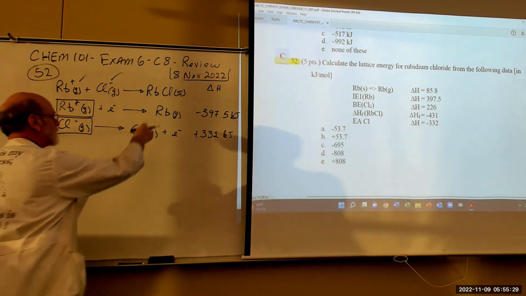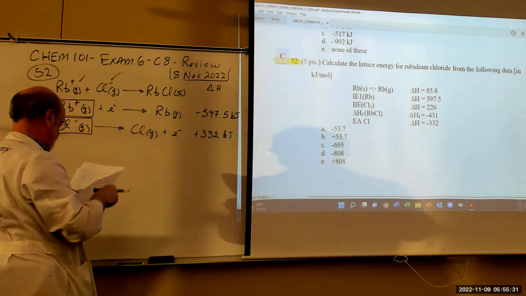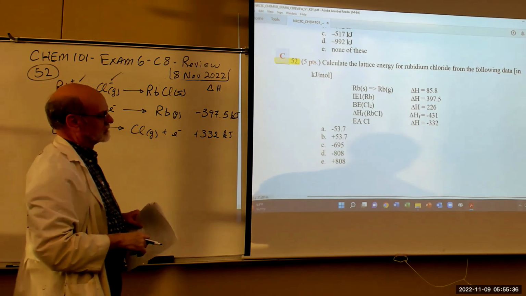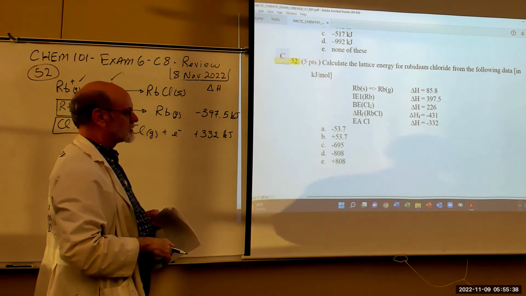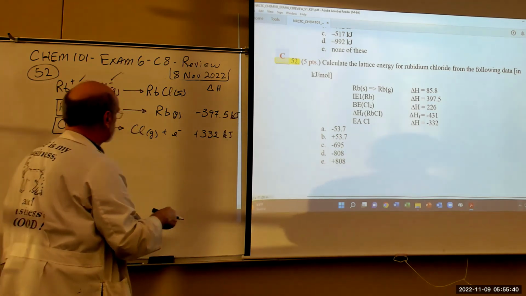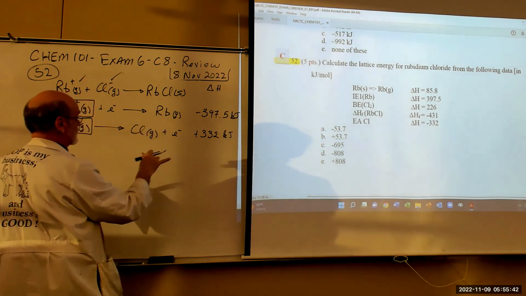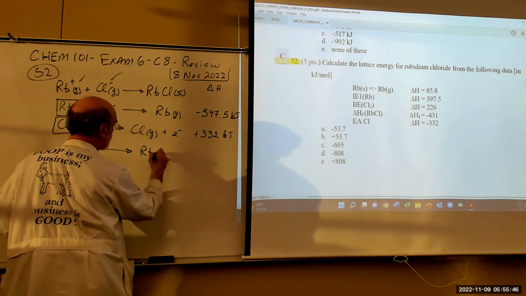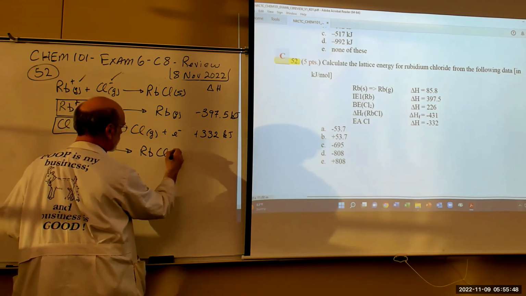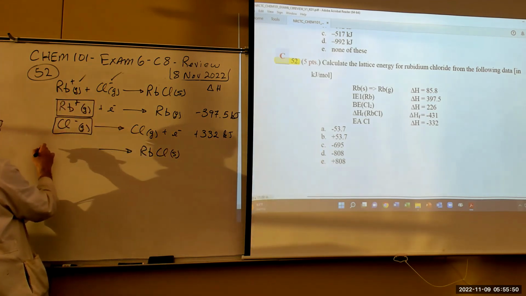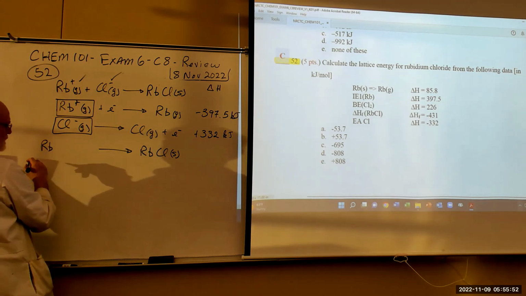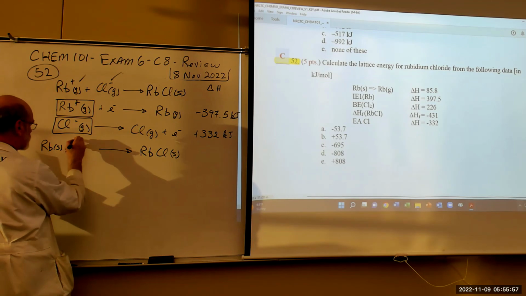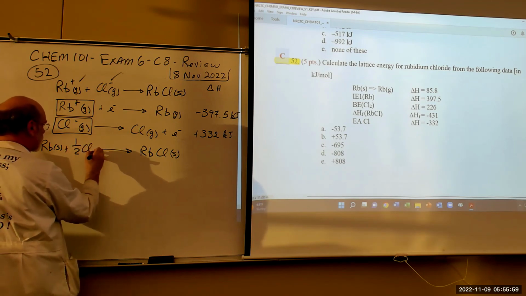Now we're going to deal with rubidium chloride. Right? Rubidium chloride is heats of formation. The enthalpy of formation is the second one from the bottom. That's going to put rubidium chloride solid on this side, and on the other side, we're going to have rubidium solid plus 1/2 chlorine gas.